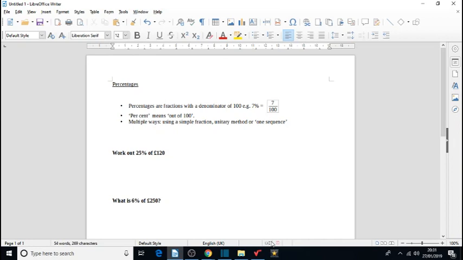Percentages are fractions with a denominator of 100. So for example, 7% is the same as writing 7 over 100. 50% is the same as writing 50 over 100, except 50 over 100 can be simplified as a fraction down to a half. So 50% is the same as a half.